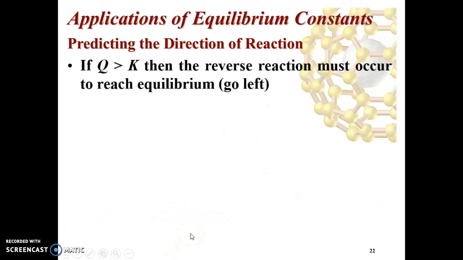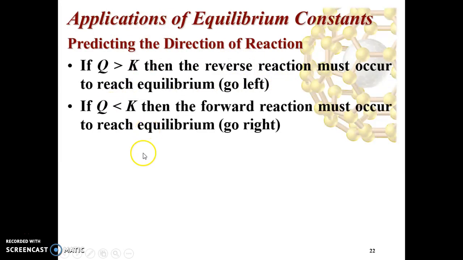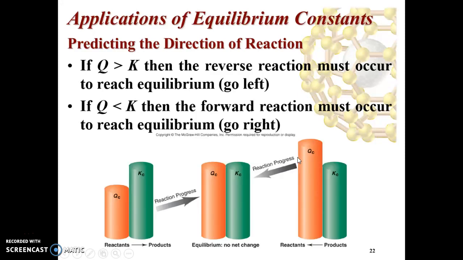So I can predict the direction of the reaction. If Q is bigger than K, that means that the numerator is larger. So I have more products, which means the reaction is going to be driven to the left. If the reaction quotient is smaller than the equilibrium constant, that means I have more in the denominator. That means I have more reactants. That means I'm going to drive the reaction towards the product side. The forward reaction is going to start to go faster.